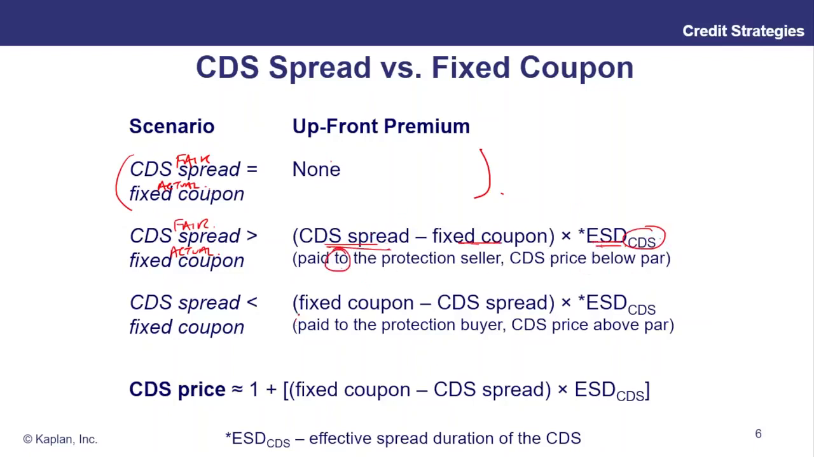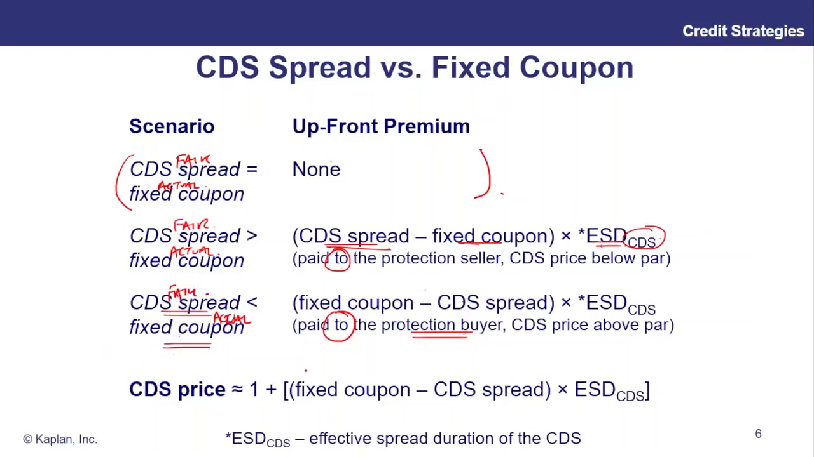Conversely, if the CDS spread is less than the fixed coupon, then the difference, how much the CDS spread is below the fixed coupon, needs to be paid to the protection buyer from the protection seller because the protection buyer is paying too much. They're actually paying a fixed coupon which is more than what's fair. So they're your upfront premiums. Make sure you can calculate those.